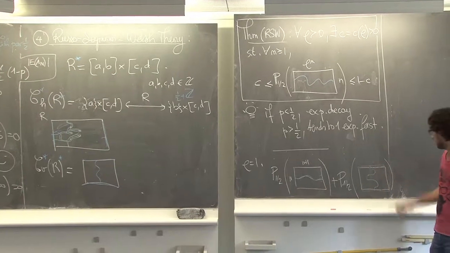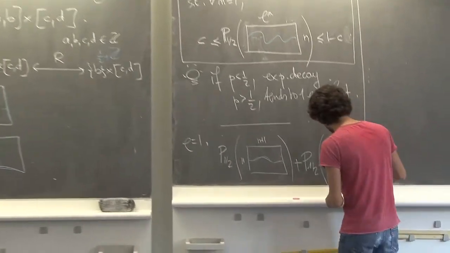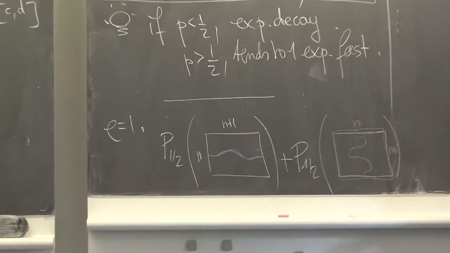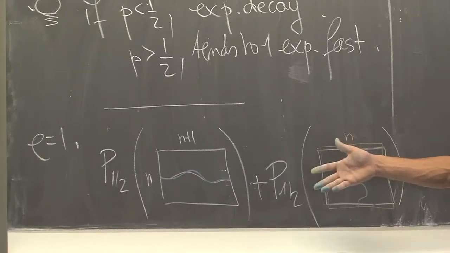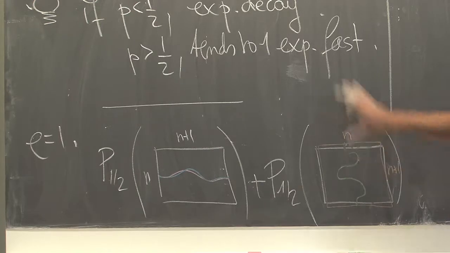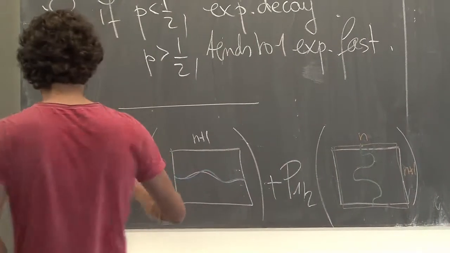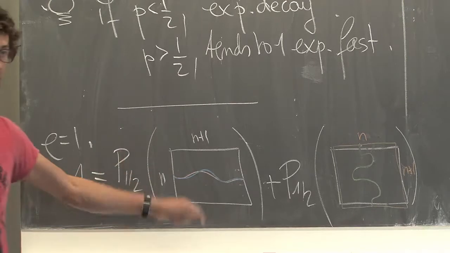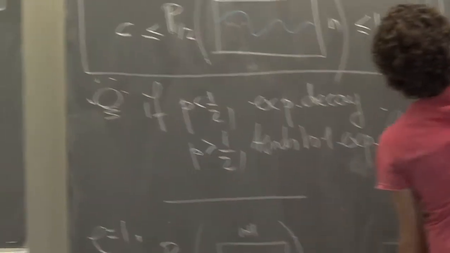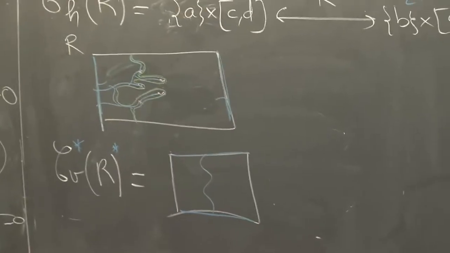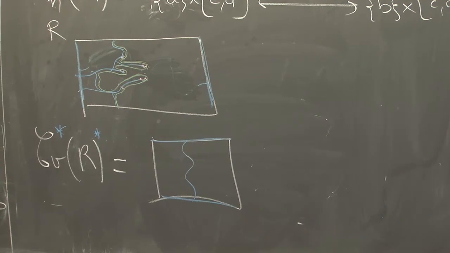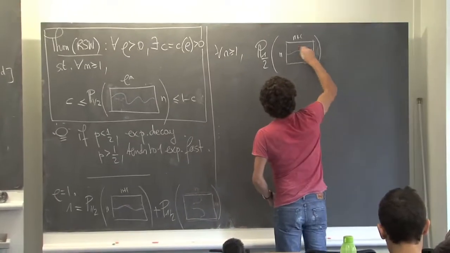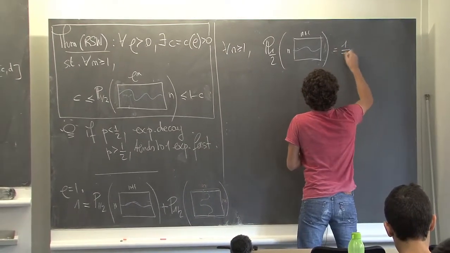Okay? But this is also an n by n plus 1 box. So by rotation, this event, because it's dual at 1/2, it's just percolation of parameter a half. So this guy has the same probability as this, and because these were complement events, this was equality 1. So this thing is exactly equal to a half. So for any n larger or equal to 1, the probability at a half of having a crossing of n times n plus 1 like that is exactly equal to a half.